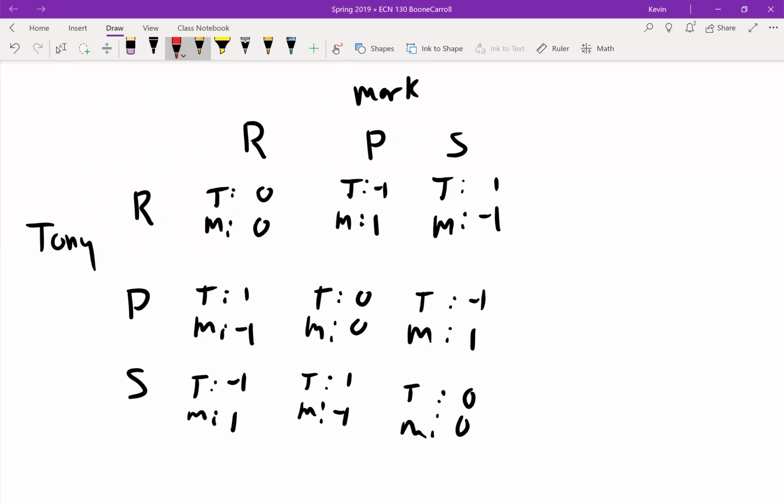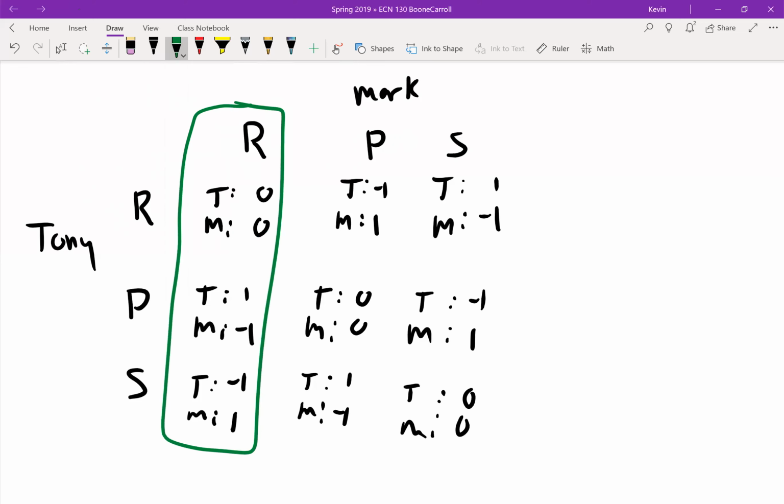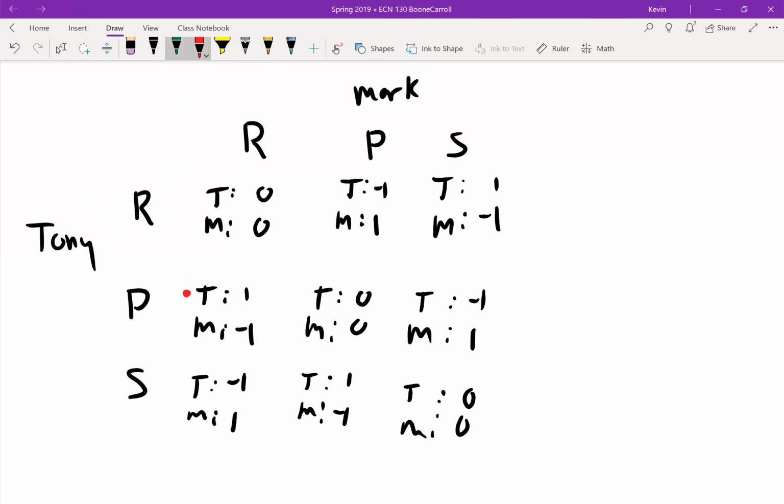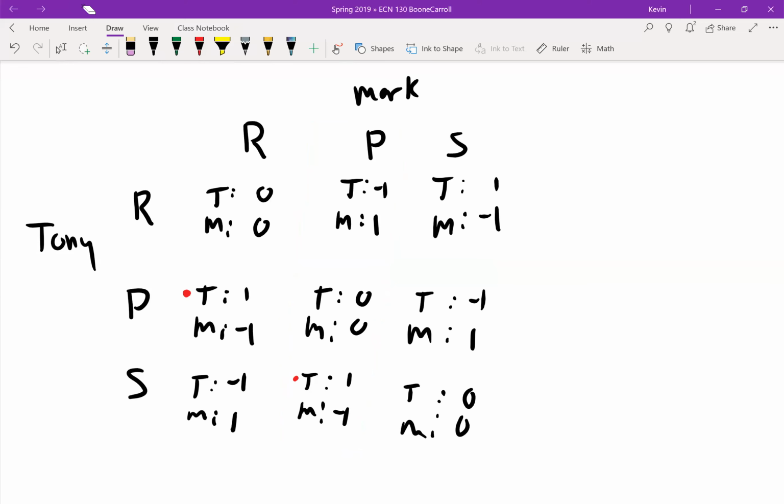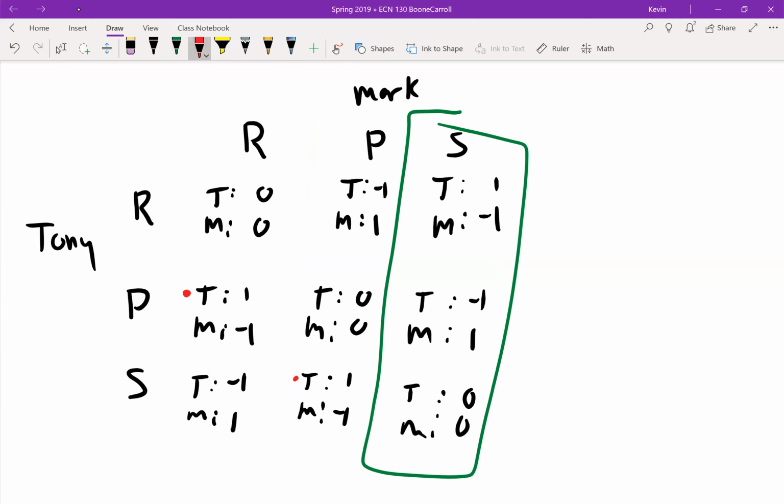So if we have a 3x3 case, just treat it like a 2x2, just with one extra choice. So if I'm Tony and I know that Mark is going to pick rock, I have a choice to either tie, win, or lose, in which case I'll take paper and win. If I know that Mark picks paper, I have a choice to either lose, tie, or win, which again, I'll take scissors and win. And if I know that Mark is going to pick scissors, I can either win, lose, or tie, in which case I will pick rock and win.